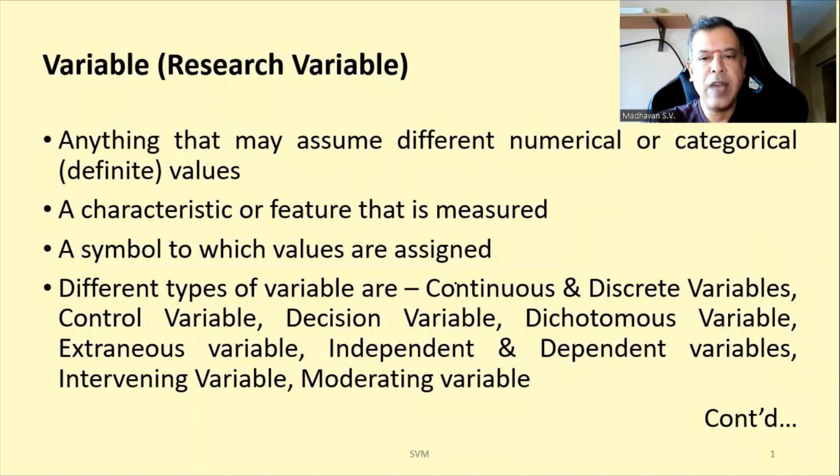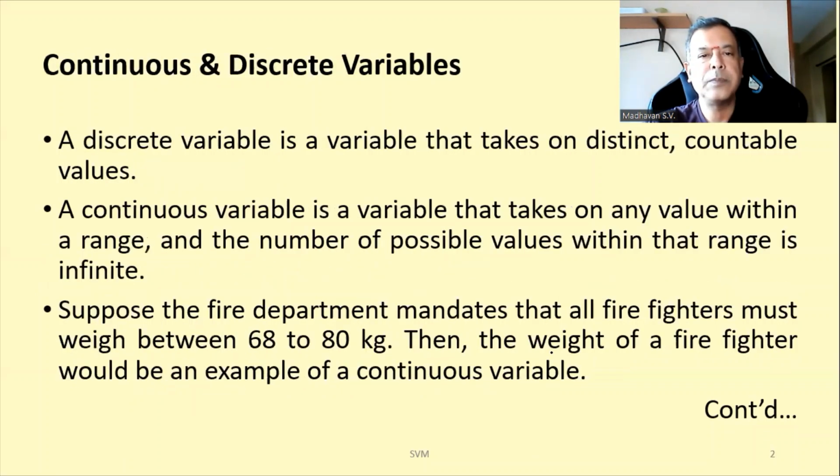A symbol to which values are assigned. Generally, we use variables x and y very commonly, which is considered to be a variable. And there, for x, you assign certain values and for y, certain values are assigned. We'll be studying about all these different types of variables, which are continuous and discrete variables, control variable, decision variable, dichotomous variable, extraneous variable, independent and dependent variable, intervening variable, and moderating variable. Now we'll go one by one.